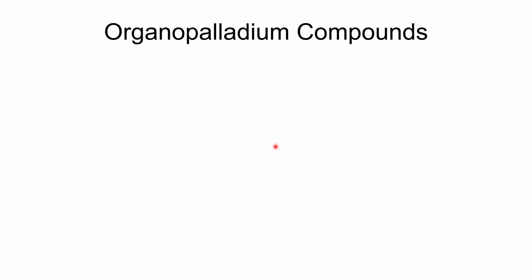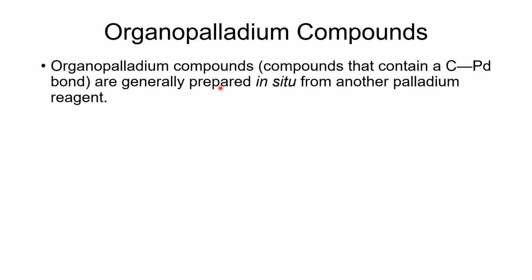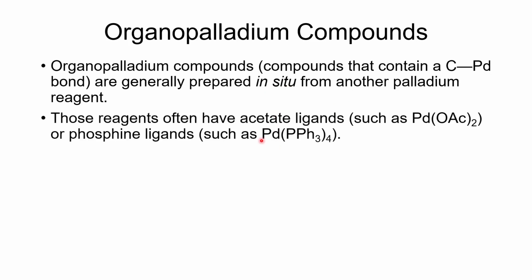When it comes to the organopalladium compounds, these are compounds that are going to have an organic component where we have a carbon that is bonded to palladium. So we'll have a covalent bond between carbon and palladium. We usually prepare these in situ, which just means in the reaction itself. We don't prepare it separately and then dump it in. So these reagents often have acetate ligands, like this palladium 2 acetate. Acetate is a moderately electron withdrawing ligand. Or phosphine ligands like this one, which has 4 triphenylphosphine ligands on it.